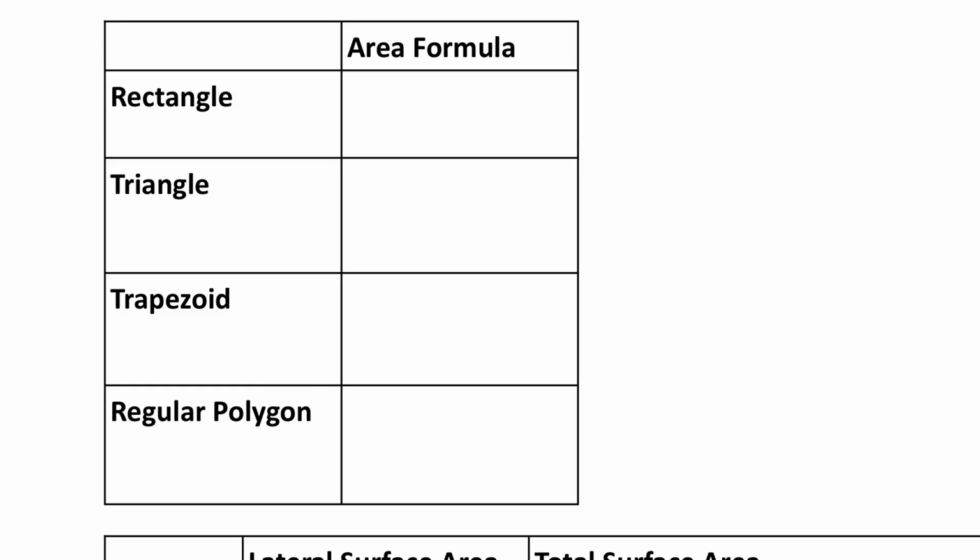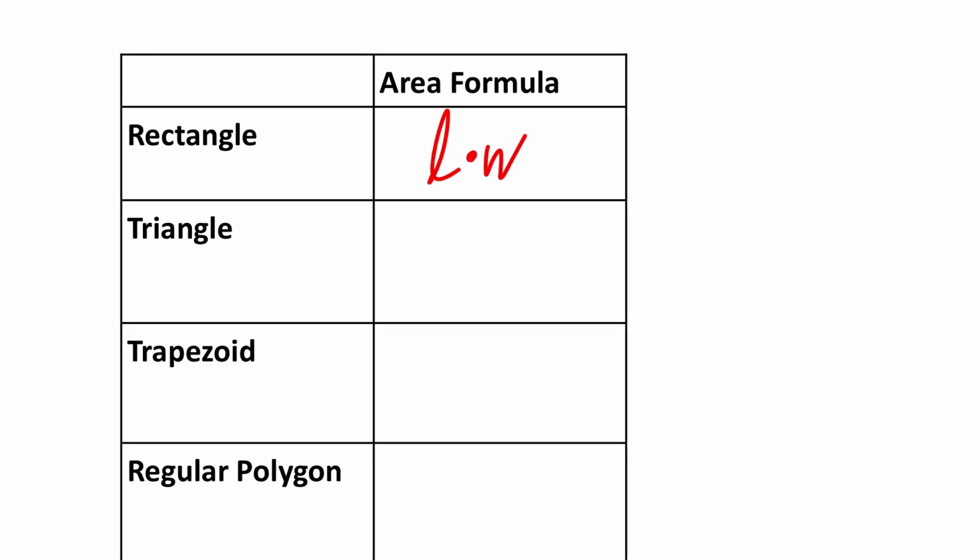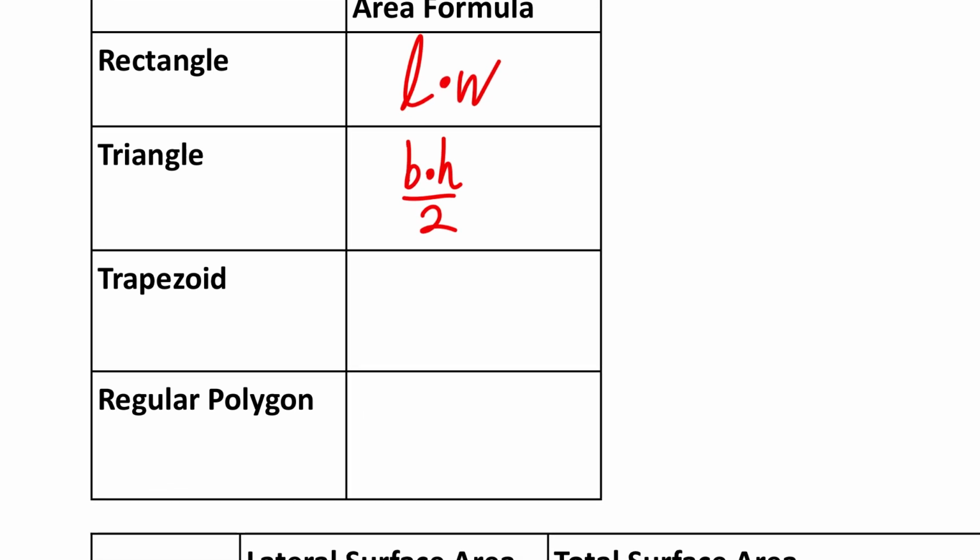Okay, so if you're taking your test on this stuff tomorrow, let's get you started on this review. Let's go through these area formulas real quick. How do we find the area of a rectangle? Length times width. Area of a triangle: base times height divided by 2. Trapezoid: base 1 plus base 2 times the height, divided by 2.